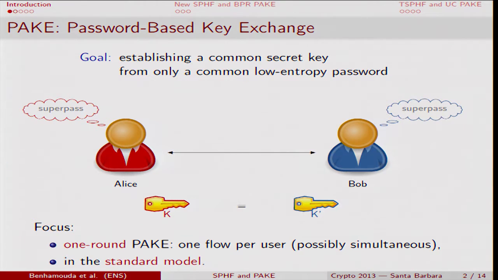In this talk, we focus on one-round PAKE. This means PAKEs where each user only sends one flow, and in addition, the two flows can be simultaneous. We also focus only on standard model PAKE. This means we do not want any random oracles.